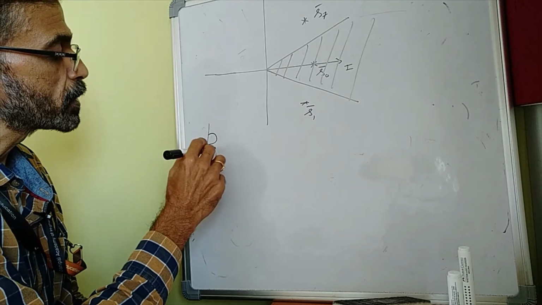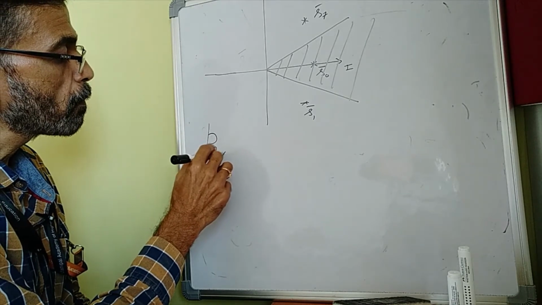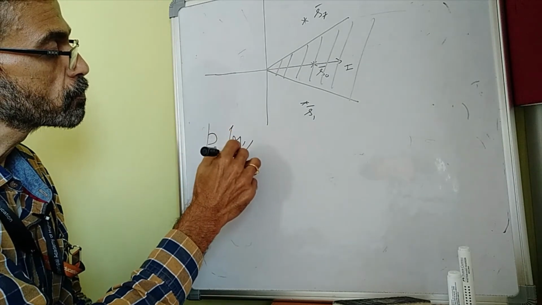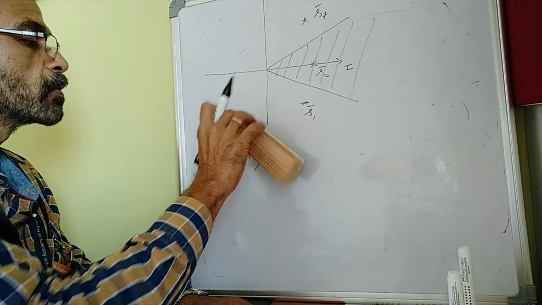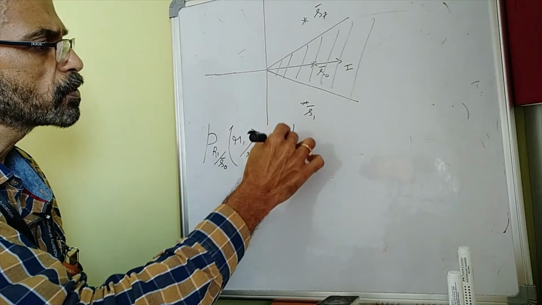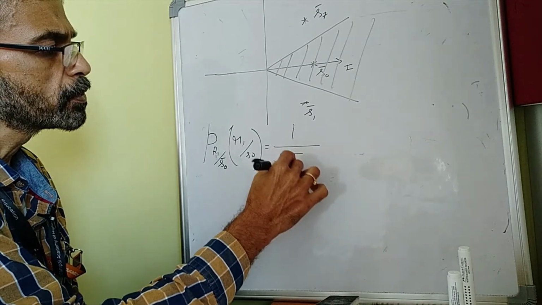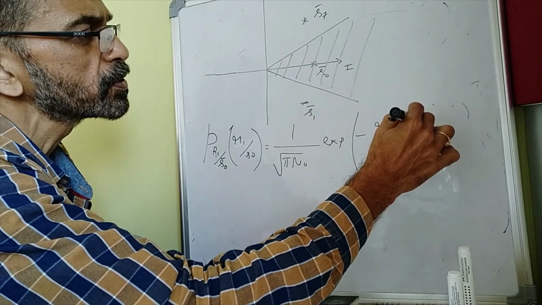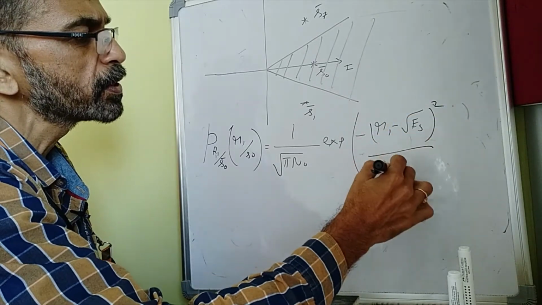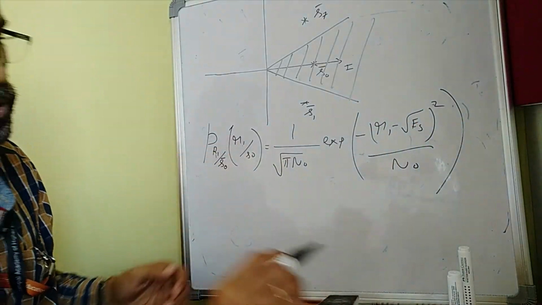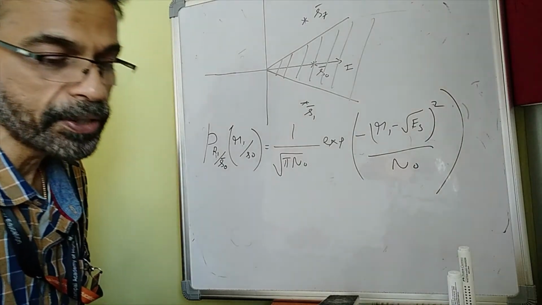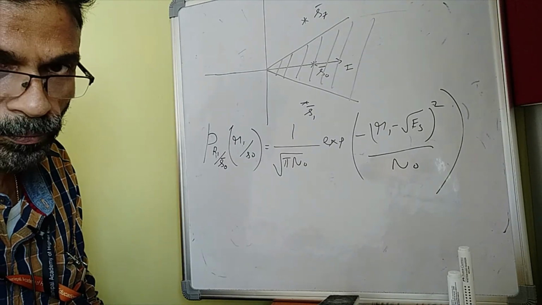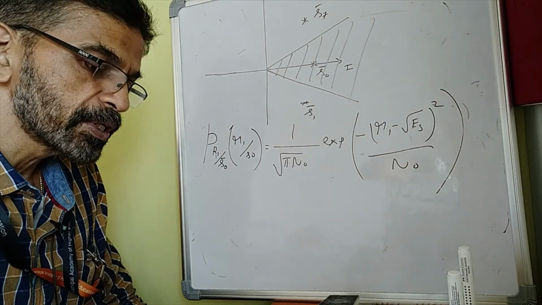We note that the density function of R1 given signal S0 is 1 by root pi N0, e power minus (R1 minus root Es) whole square by N0, because when the transmitted signal is S0(t), the received random variable will be root Es plus n1, and n1 is zero mean Gaussian with variance N0 by 2.